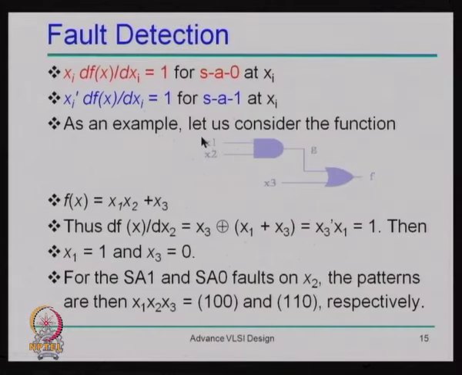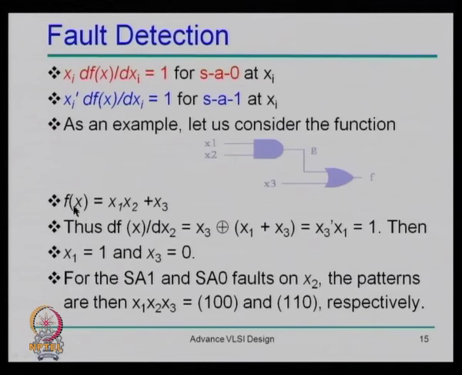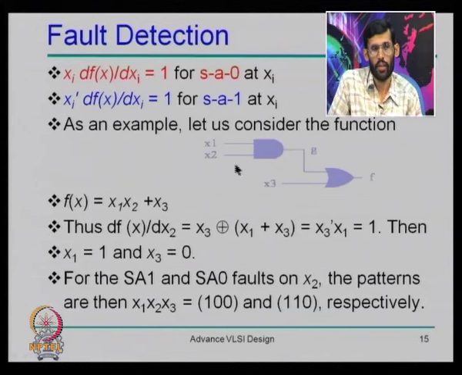So, let us look at an example. These are the two conditions that I have already discussed. Now, let us look at this circuit. The output f can be given as x 1 x 2 plus x 3. Now you have to determine a test to detect the stuck at 0 fault at x 2. So now what should be the condition? First thing is x 2 should be assigned value 1 if it is stuck at 0, and it should be assigned value 0 if this net is stuck at logic 1.